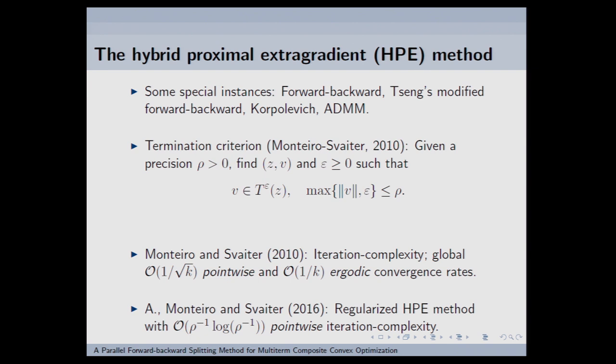The best we did recently was a regularized version of the method. We regularized the version, and we arrive at this iteration complexity, 1 over epsilon log of 1 over epsilon. So up to a log factor, this is 1 over epsilon, pointwise. But we don't have a global rate of convergence. We have iteration complexity. If you give a precision, the method outputs a triple like this, in at most 1 over epsilon log of 1 over epsilon iterations. This is the best we have, but not for the HPE, for a regularized version of the method. Okay.